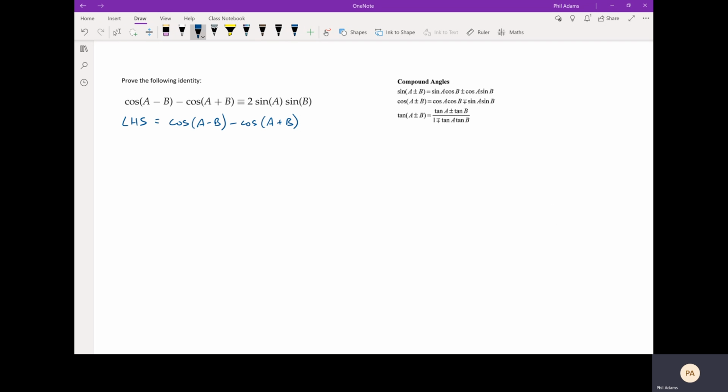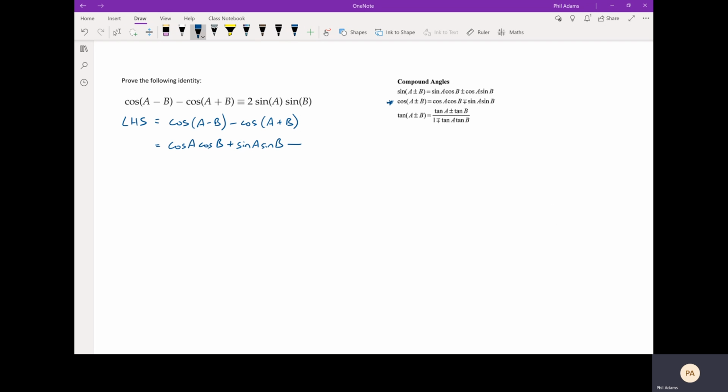Now I'm just going to use one of those compound angle rules. So it looks like the middle one there. So that's this cosine one. And remembering again, that has the minus plus on the right-hand side. So when I write this, this is going to look like cosine A, cosine B. Now you see it's a minus there, so that becomes a plus sine A, sine B.